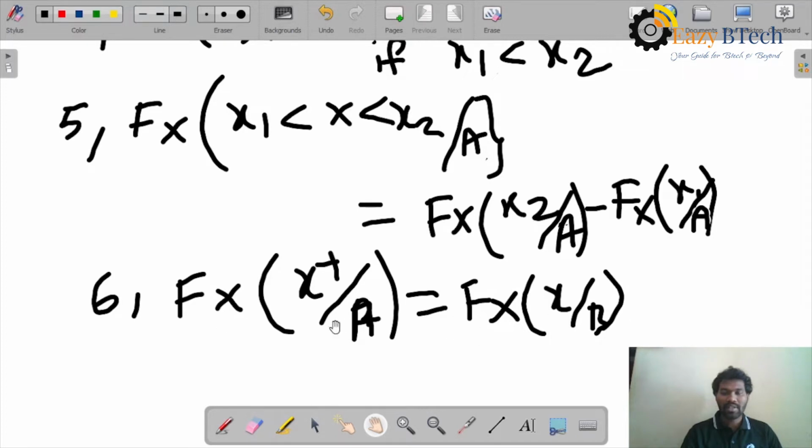That means the conditional distribution function is a right continuous function. Right continuous function. This is what we have about the conditional distribution function.